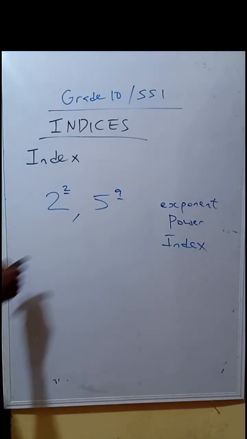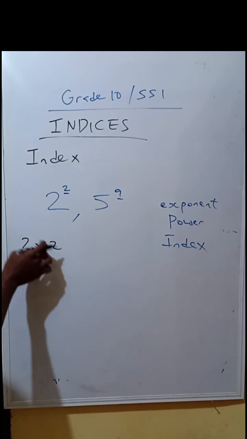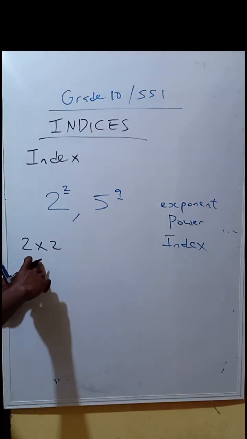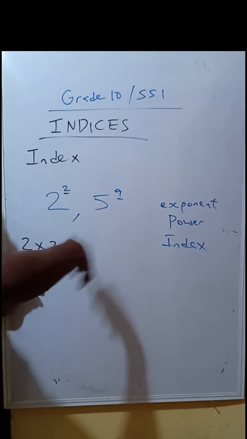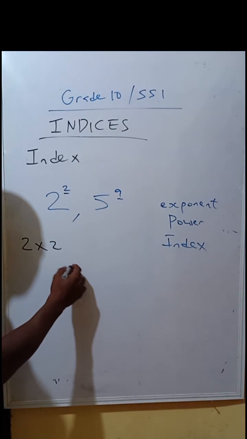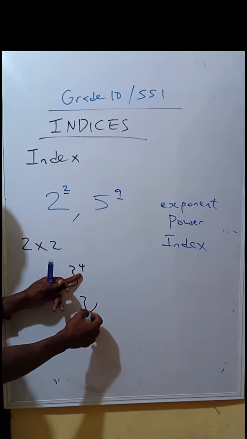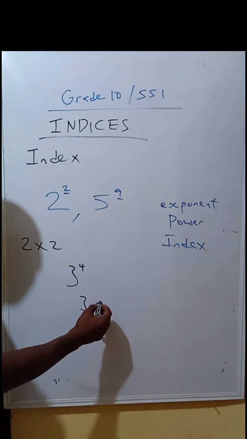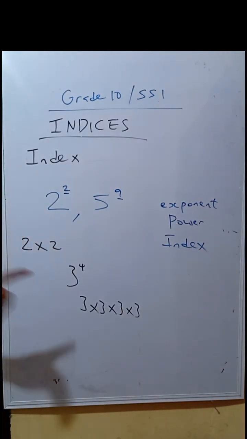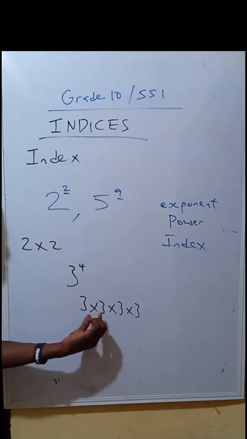What this simply means is this: 2 to the power of 2 is simply the base in 2 places, or the base in the amount of times this power is given, multiplied by each other. Let me simplify that. If you have 3 raised to power 4, it means that the base 3 will be multiplied 4 times by itself. So 3 raised to power 4 is the base 3 multiplied by itself 4 times: 1, 2, 3, 4.